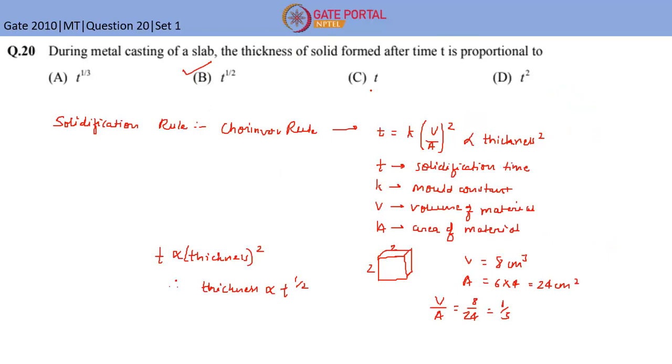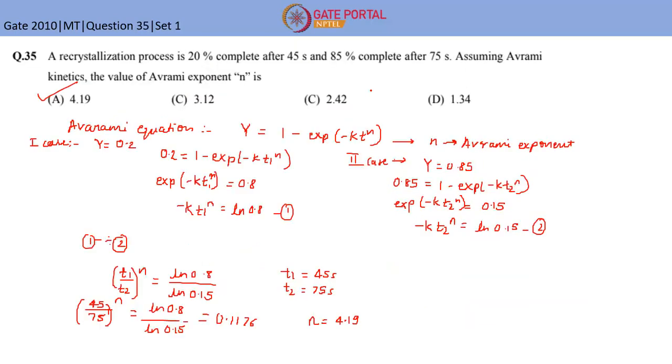In the second problem, it was based on Chvorinov's rule, the principle that the time taken for solidification is proportional to V by A squared, where V represents the volume of the material and A represents the area of the material, and V by A basically is proportional to the thickness. And if it is proportional to the thickness, then thickness is proportional to T raised to power half, which is the correct answer in this question. And the next question was based on the Avrami equation.